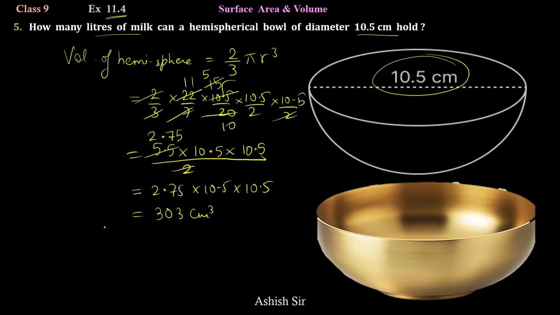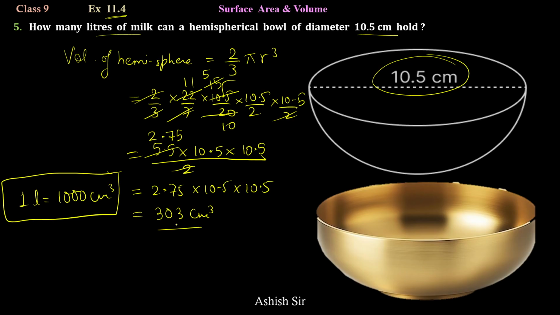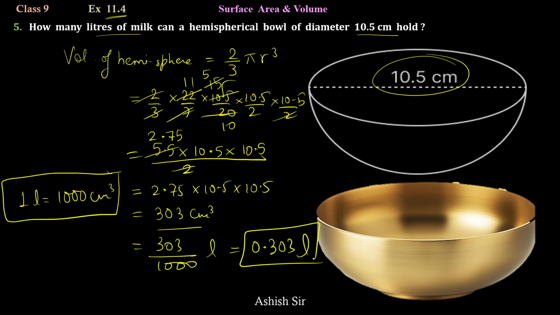Now this we need to convert into liters. Now we know that 1 liter is equal to 1000 centimeter cube. So to convert 303 centimeter cube into liters, we need to divide it by 1000. So 303 divided by 1000, this converts it into liters. So this gives us 0.303 liters. So this much of milk this bowl can hold.